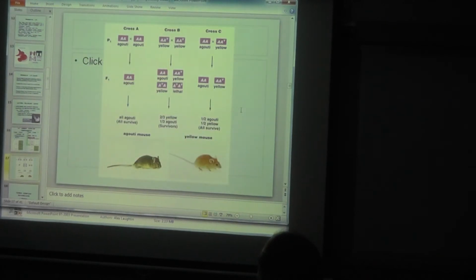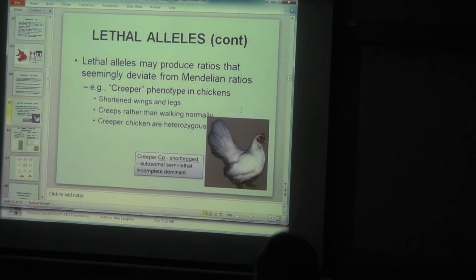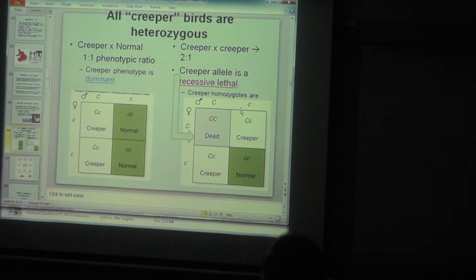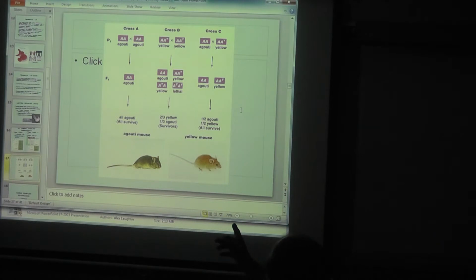Creeper, normal. This is an example of the short-legged chicken. Creeper means its legs are shorter. And the yellow mouse and the normal mouse. Yellow mouse is always lethal. So if you have 2 copies of the yellow allele, you are dead.